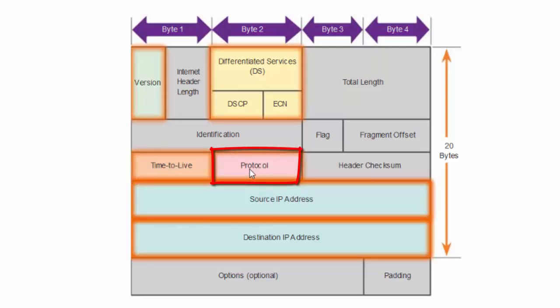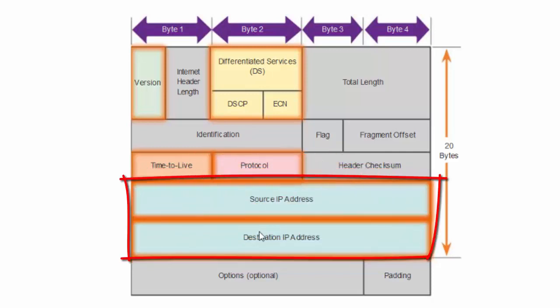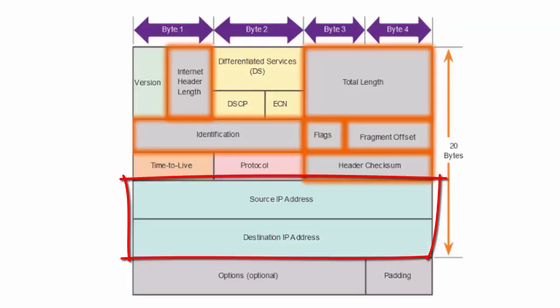The 8 bits for the protocol field indicate the protocol in the higher layer, whether we're using TCP or UDP. As we have mentioned in the Ethernet or in the data link layer, there is always a field that indicates the protocol in the higher layer. And of course, those 2 rows, each one is 32 bits, indicate the source IP address and the destination IP address that we will talk about later.